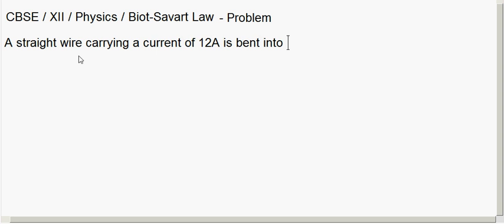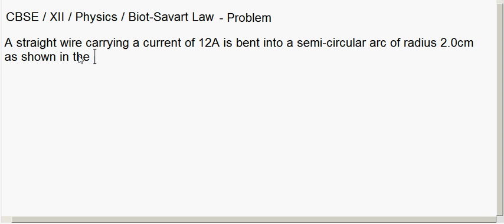A straight wire carrying a current of 12 ampere is bent into a semicircular arc of radius 2 centimeter as shown in the figure A.